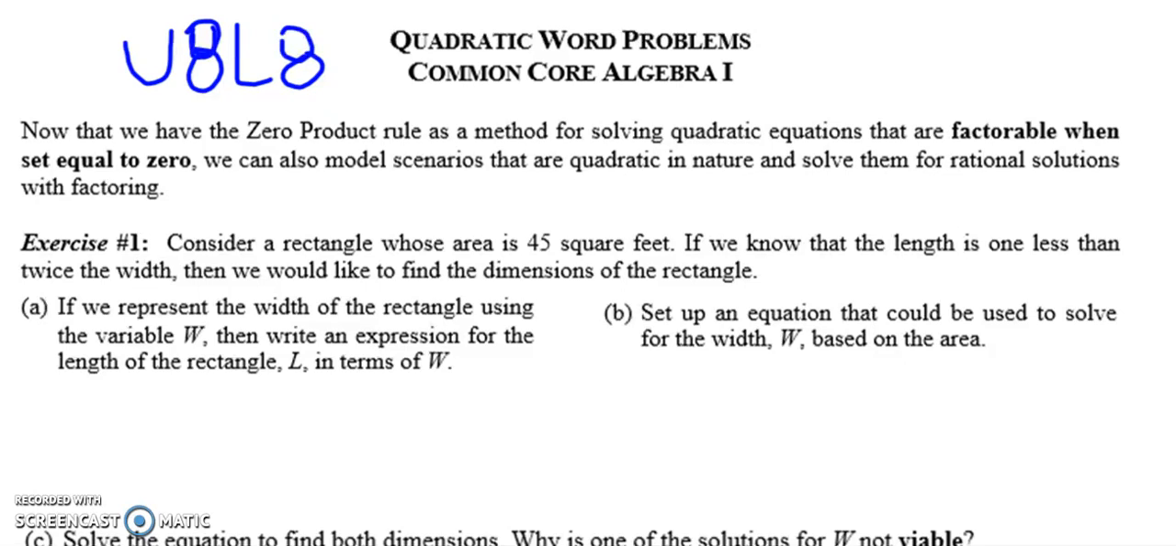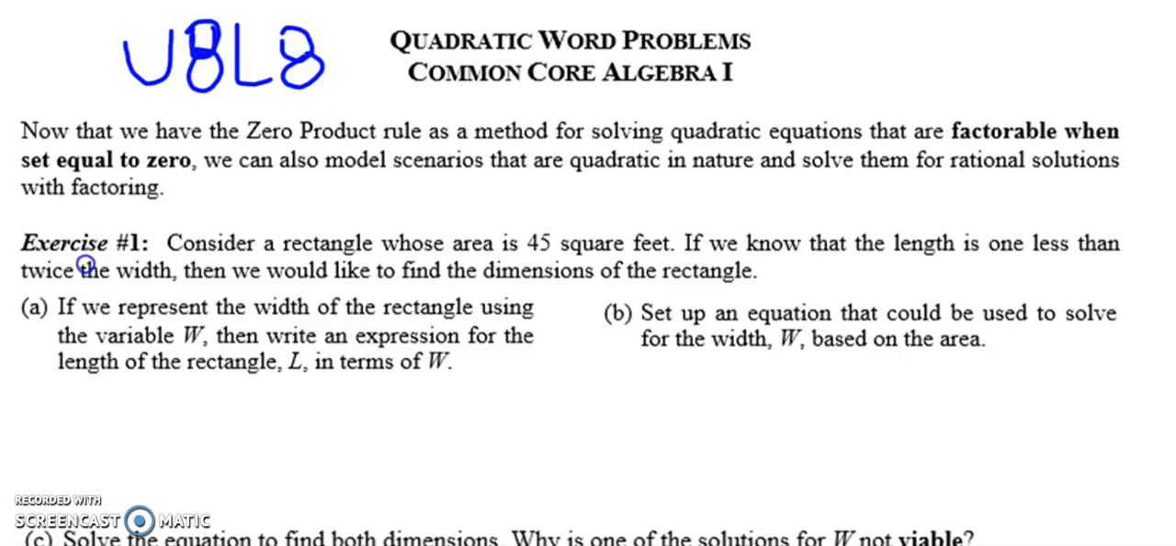So we realize that we can now solve quadratics with a zero product rule as long as the quadratic is factorable when it's set equal to 0. Remember, because we want to make those factors equal to 0. So now we can model some real-world situations that involve nature, and we'll get to those later. This one's more geometry stuff, but we'll get to that.